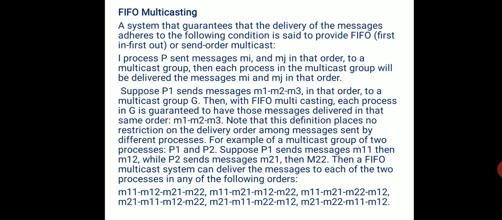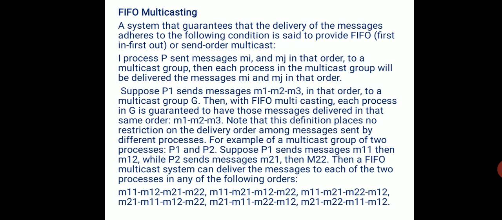So, suppose P1 sends messages M1, M2, M3 in that order to a multicast group G. Then with FIFO multicasting, each process in G is guaranteed to have those messages delivered in that same order, M1, M2, M3. But you will have to note that this definition places no restriction on the delivery order among messages sent by different processes.